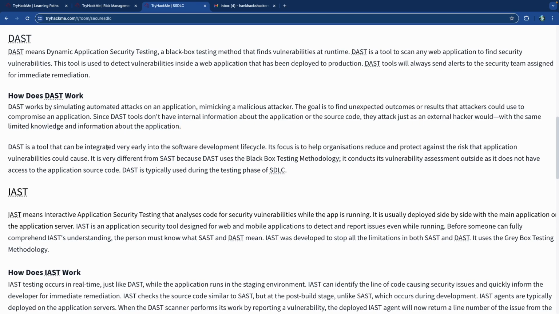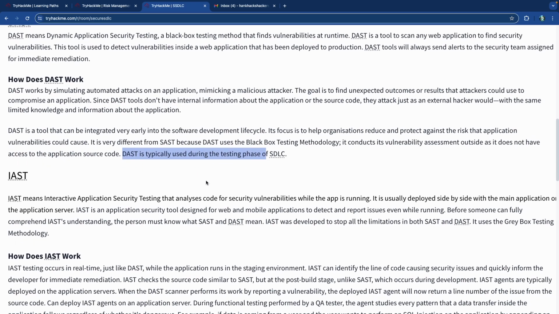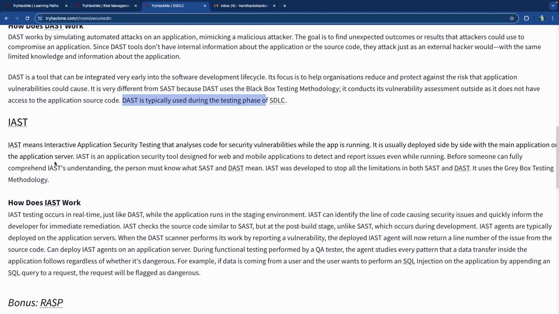And DAST is a tool that can be integrated very early into the software development lifecycle. Its focus is to help organizations reduce and protect against the risk that the application could cause. It's very different from SAST because DAST uses black box and it conducts vulnerability assessments outside since it doesn't have access to the source code. And it's typically used during the testing phase of the software development lifecycle.